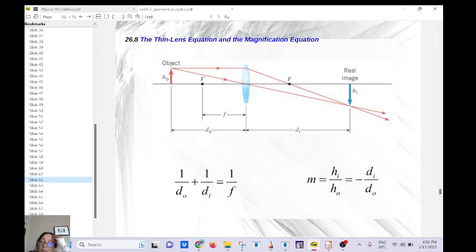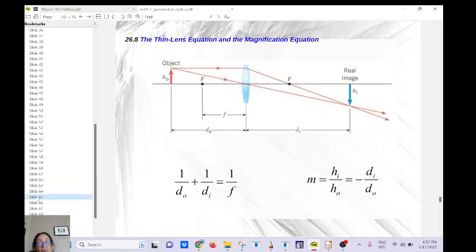If it's smaller than one, the size of the image is smaller than the size of the object. If it's larger than one, then you have an enlarged image. So that's how it works. And the focal distance here is always positive for a converging lens. We also call that a positive lens.